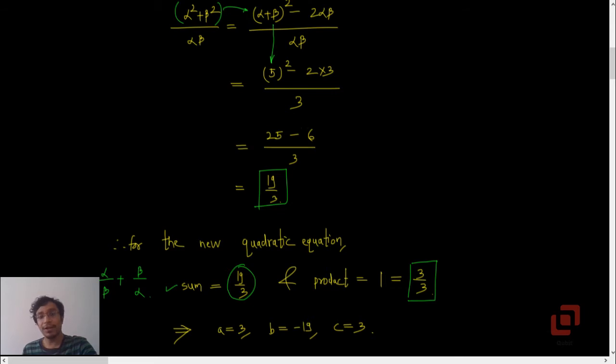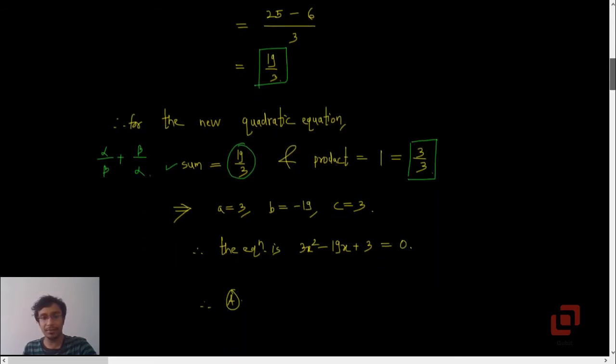Okay, so once we have the sum and the product for the new quadratic equation, we can actually form it, correct? Because the product of the roots is always c upon a, and the sum of the roots is always minus b upon a. Now observe that the sum and the product have denominators 3.